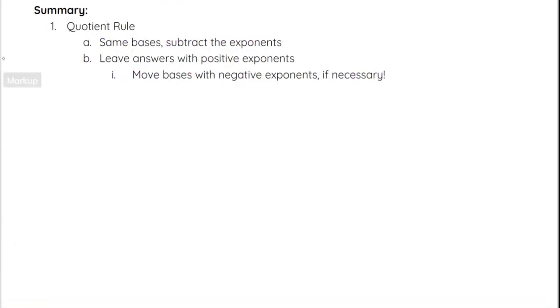So in summary with the quotient rule, and remember quotient means we are dividing the bases. When we have the same bases being divided, then we go ahead and subtract those exponents. So for example, when we have something like x to the 6th over x to the 2nd, that would become x to the 4th power because we would do 6 minus 2. If we have negative exponents, we always want to move those negative exponents to the denominator so that we then have positive exponents.